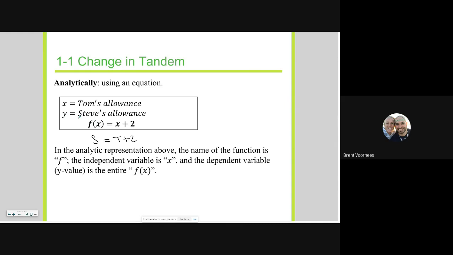That's actually not the best math. I shouldn't have done it that way. Let me go ahead and put it, which equals f of x. Let's go ahead and do that. So Y equals f of x. The analytical representation above has the name of the function f, an independent variable of x, and the dependent variable is f of x. That's because y equals f of x.